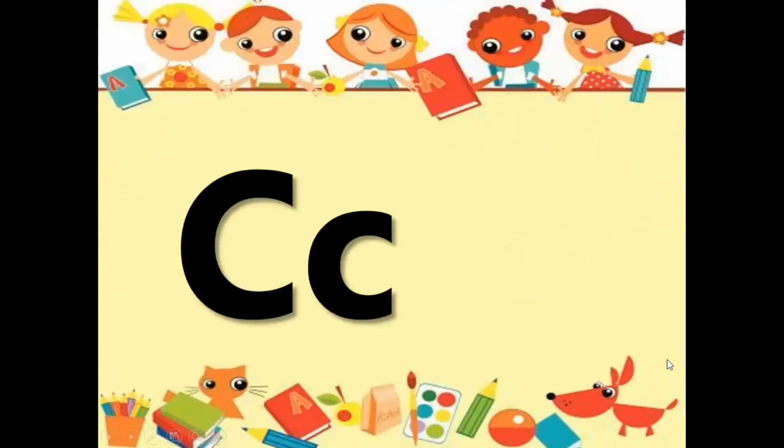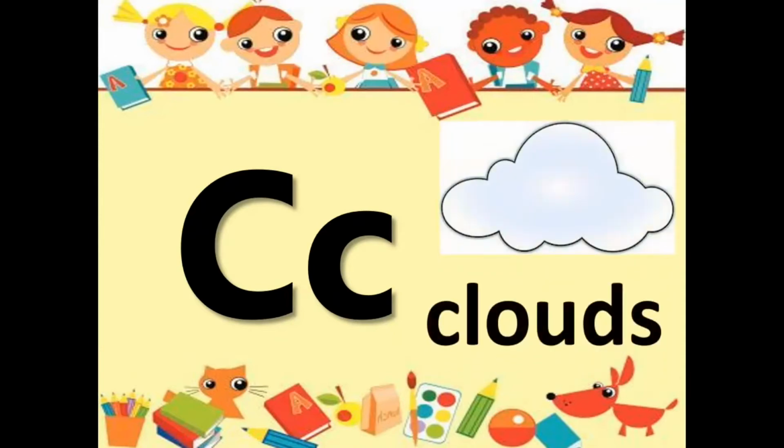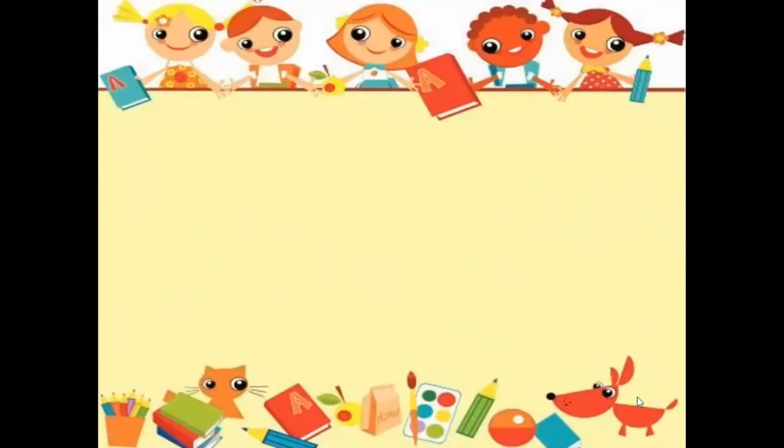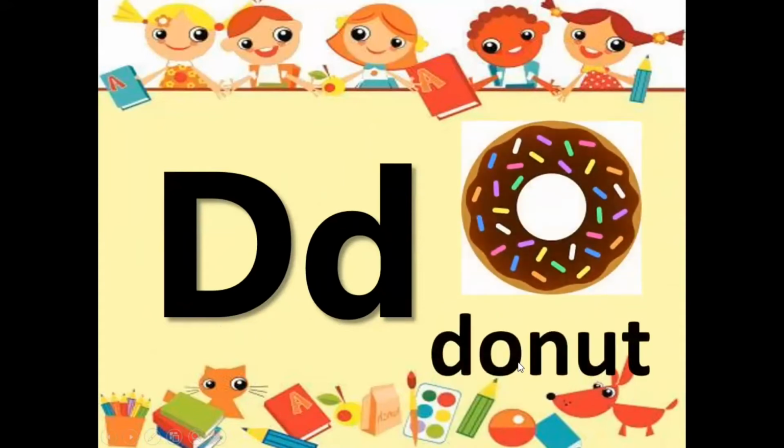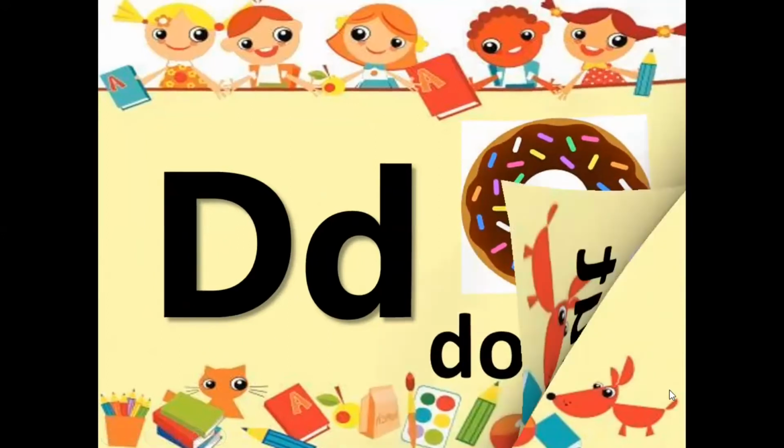The next letter is letter C. Letter C says K. Say it again one more time. C says K. And C is for clouds. Well done. For the next letter, we have the letter D. Can you repeat after me? Letter D. Letter D says D. D is for donut. Repeat after me. D is for donut. Well done.